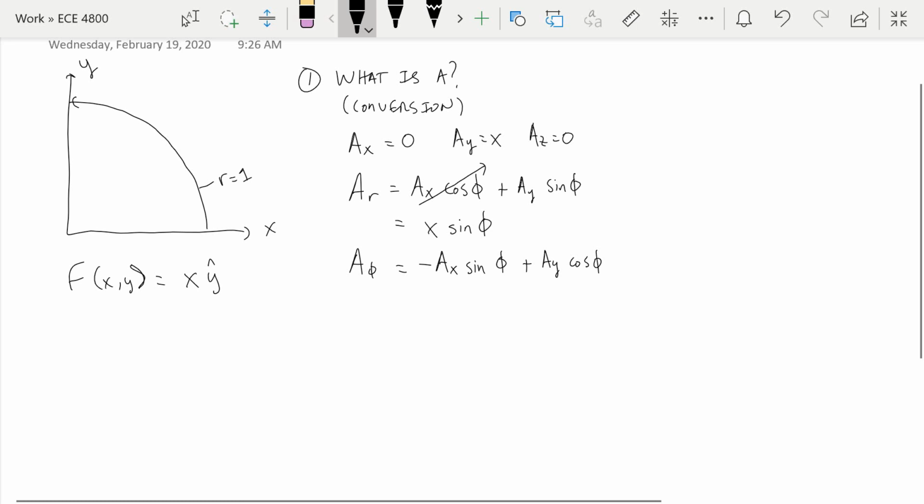All right, again, since our ax term is 0, you're just left with the second term, ay cosine of phi. So this becomes x cosine of phi.